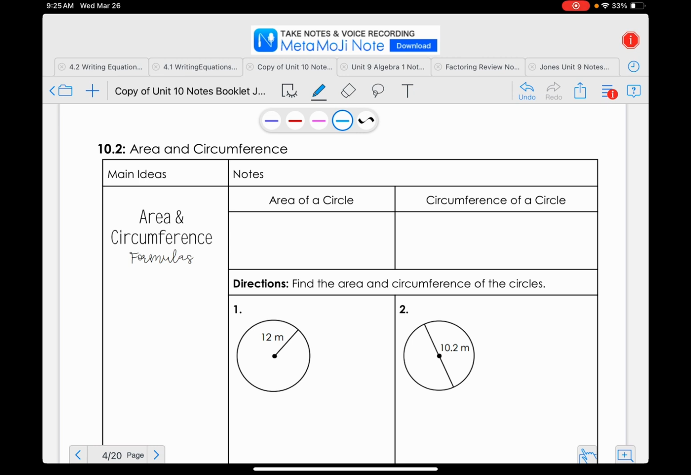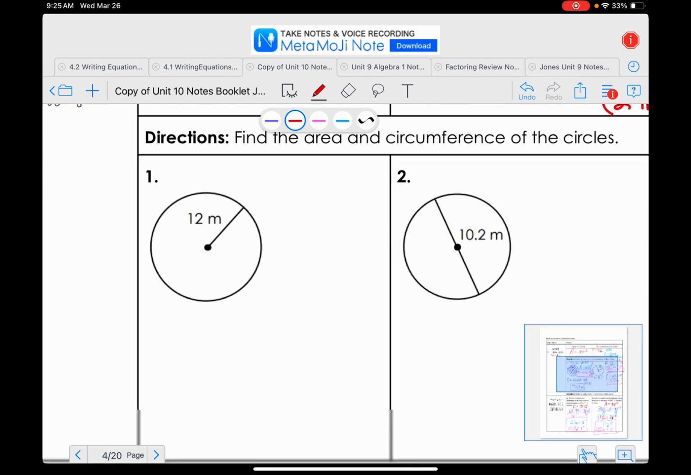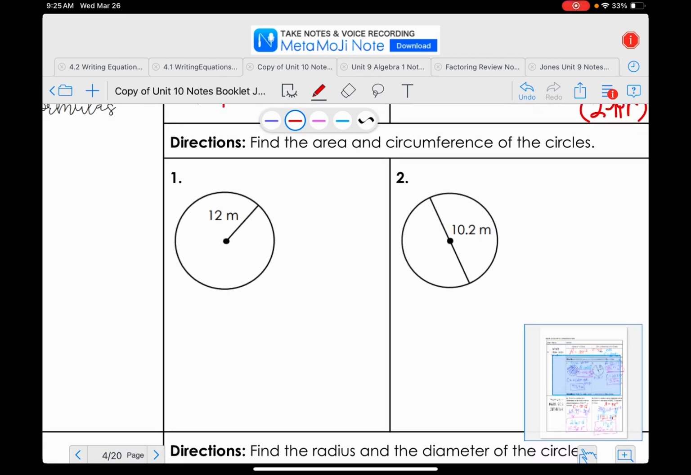We are doing circles this unit, so we're going to talk about area and circumference, which should not be new to you. We should know this. We're just going to do slightly different things with it. Area of a circle is pi r squared. Circumference of a circle is pi times diameter. Of course, if you don't know the diameter, you could just double the radius. Find the area and the circumference.